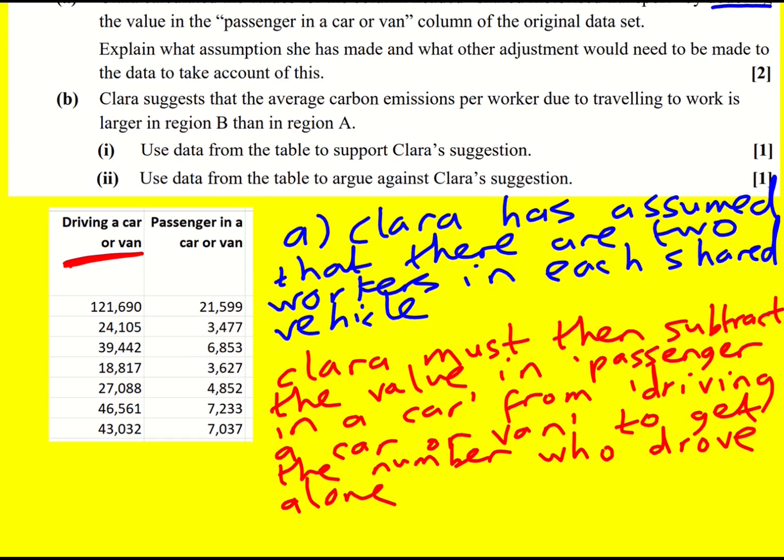So what I mean is like these driving a car or van, some of these cars are going to have two people in, and some of them are going to have, well, three people, but we're assuming either one or two. So because we've doubled this one, we now need to take that away from this one, and then we'll be left with the cars that have two people in and the cars that only have one person in, because some of these will have one in and some of these will have two in. So I hope I've made sense with that.